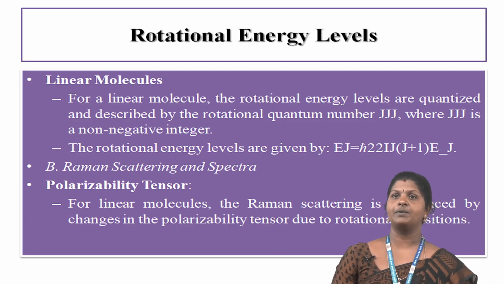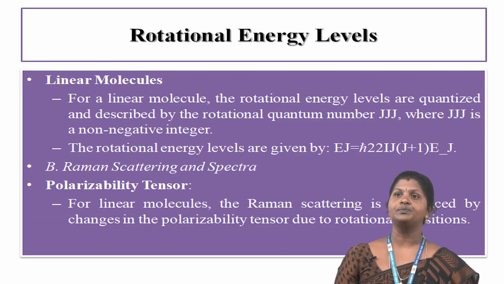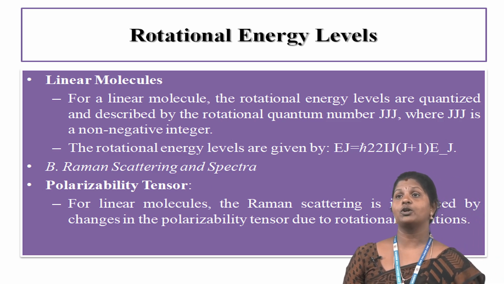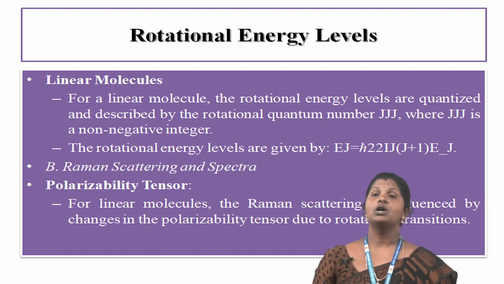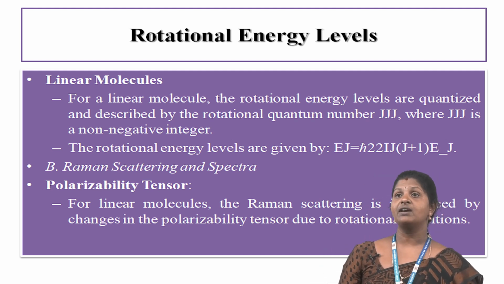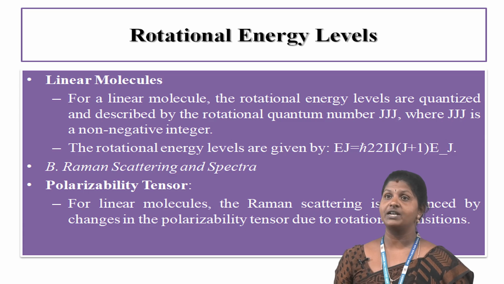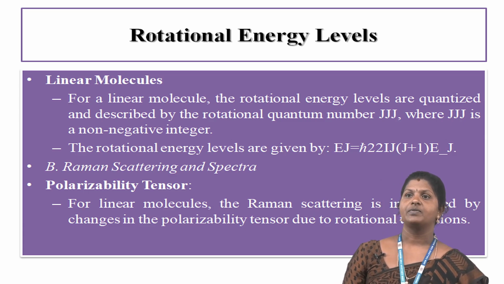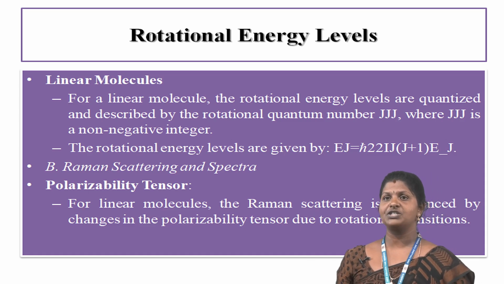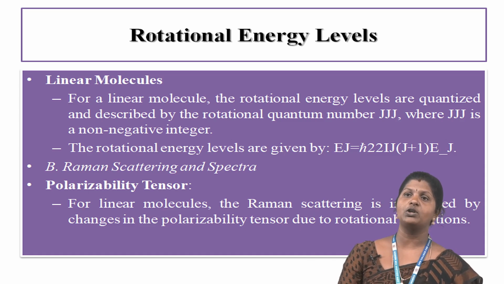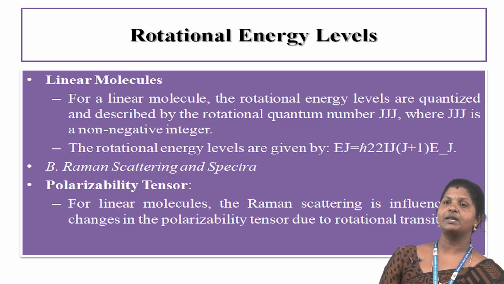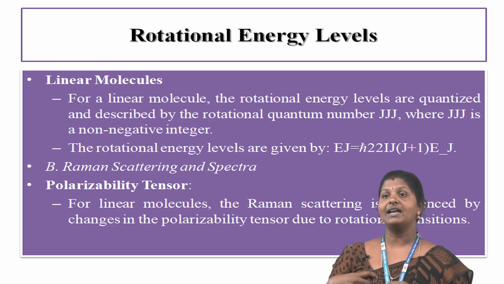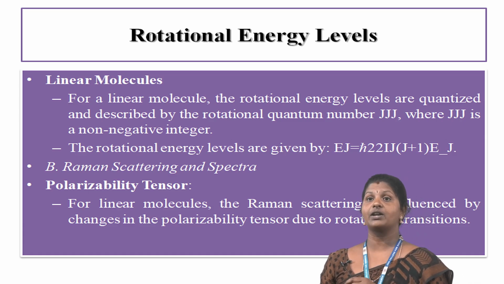The rotational energy levels. Take a linear molecule, for example CO2. For a linear molecule, the rotational energy levels are quantized and described by the rotational quantum number J, where J is a non-negative integer. The rotational energy levels are given by E_J equal to Planck constant times, and so on, where I is the moment of inertia about the axis perpendicular to the molecular axis. In the rotational spectrum, the selection rule delta J is equal to plus or minus 1, meaning that only transitions between adjacent rotational energy levels are allowed.